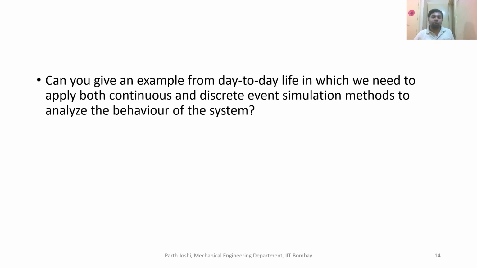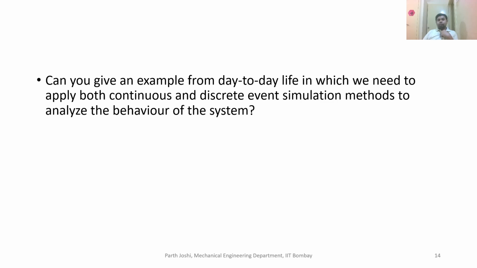They are two different kinds of methods. Continuous simulation generally involves quantities which vary continuously with time, and in discrete events the quantity varies in a discrete manner, so it has certain specific values which suddenly change with time. Are you able to think of any example?